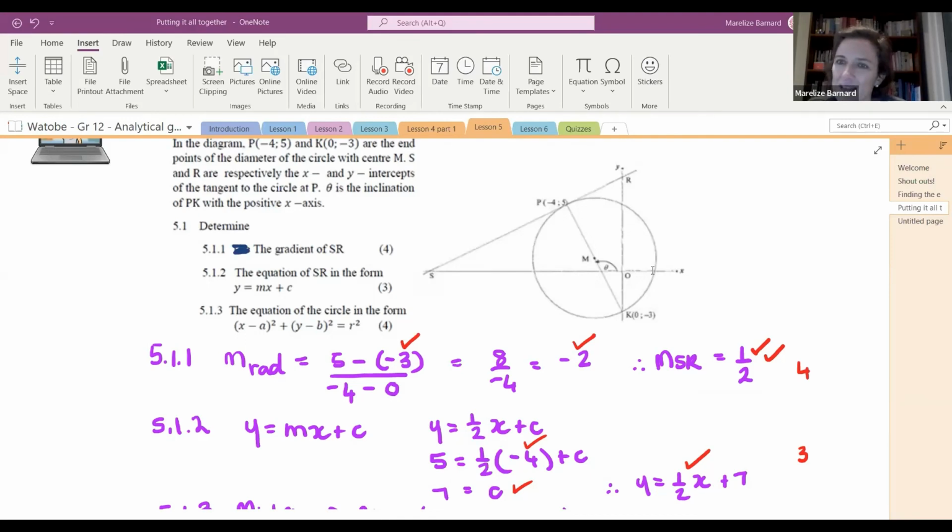So if they say find the coordinates of R, will it be possible to use the midpoint theorem? No, we can't use the midpoint theorem for R. R is the y-intercept of the line SPR, and we did find the equation of line SR. So R's coordinate will be 0 and 7. That's what R will be, but we can't use the midpoint for that. Why did we use the midpoint? Because M is the midpoint of the diameter.